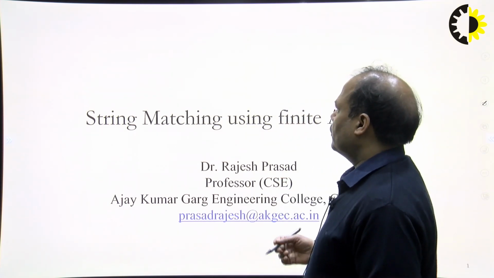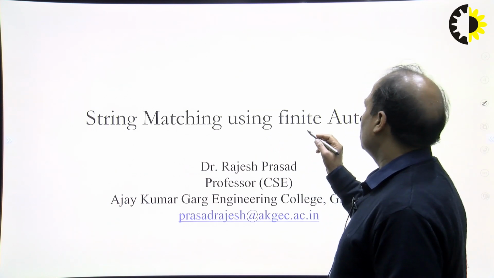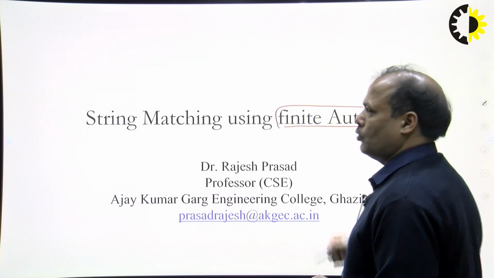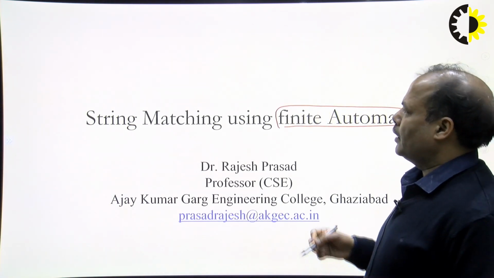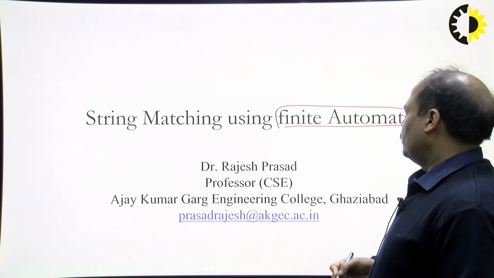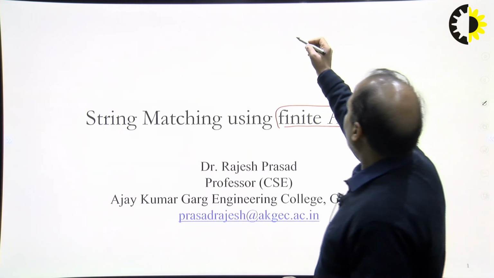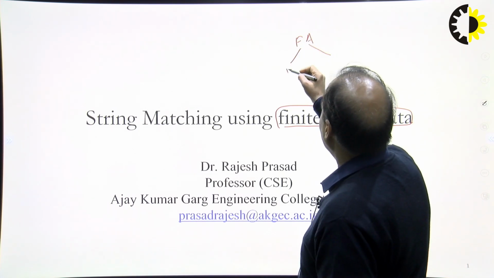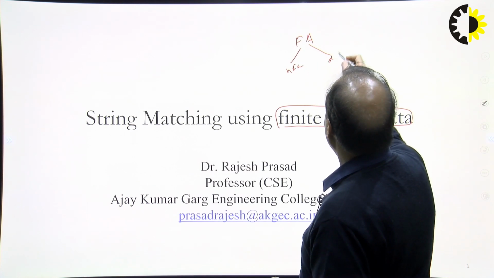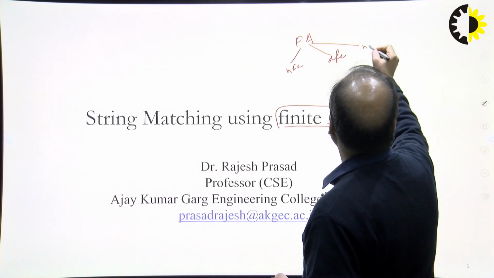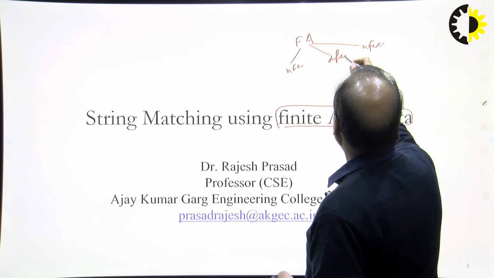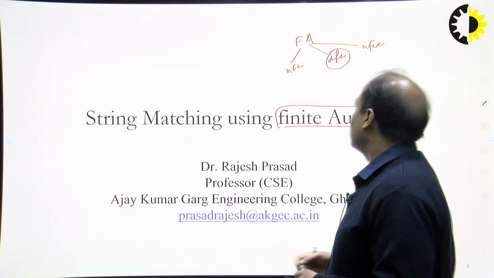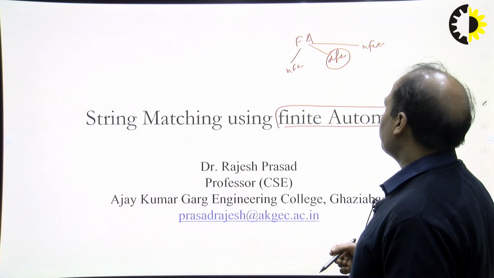So I'm going to discuss string matching using finite automata. We are going to see how finite automata can be used in finding a pattern inside the text. We know that finite automata have different types, like NFA, deterministic finite automata, and NFA with epsilon. This category of finite automata is going to be used in the matching process.